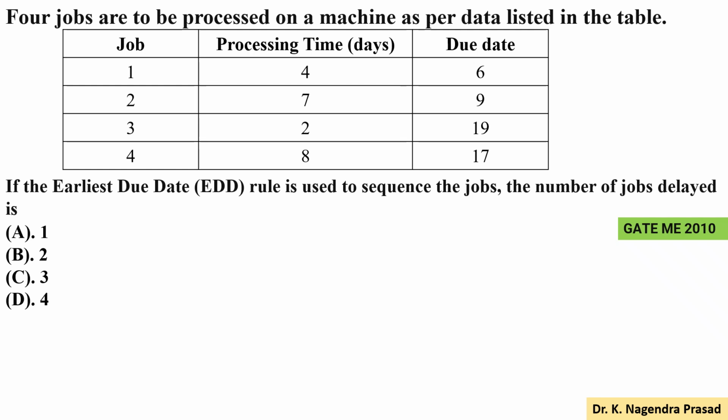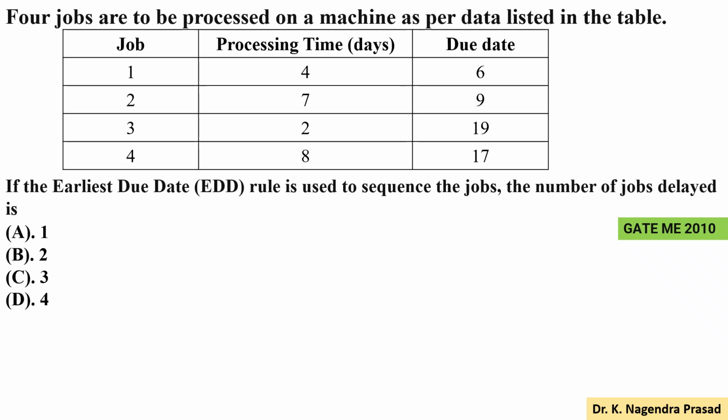Next we go to another problem. 4 jobs are to be processed on a machine as per data listed in the table. In the table, the 4 jobs 1, 2, 3, 4 are given with processing time in days, and also the due date. If the earliest due date rule is used to sequence the jobs, the number of jobs delayed is: option A 1, option B 2, option C 3, and option D 4. So let's see the solution.